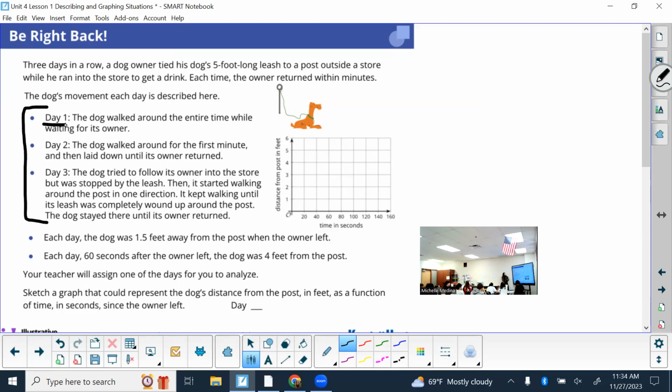So for day one, the dog walked around the entire time while waiting for its owner. And then there's some additional points. So each day the dog was 1.5 feet away from the post when the owner left. And each day, 60 seconds after the owner left, the dog was 4 feet from the post. So ordinarily, I'd give you time to marinate with that. But based on what I told you, we're only looking at day one. Where should my starting point be?